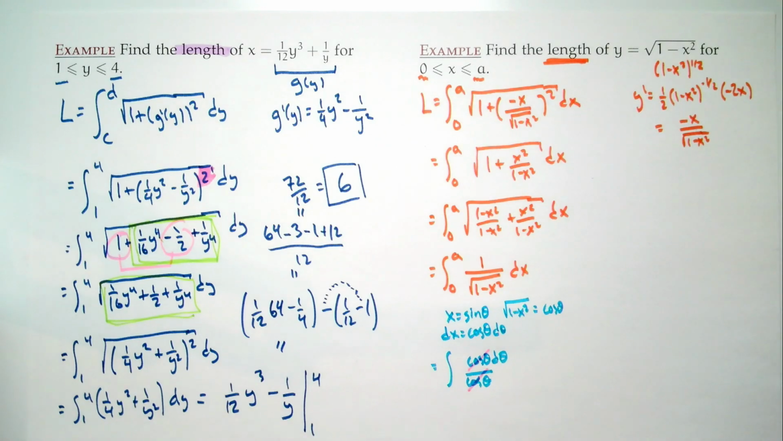What else do we need to do, though? Get our bounds. All right. So suppose we know that x equals 0. So we put in x equals 0. For what angle of sine do we get 0 out? 0. So this becomes 0. Now, suppose x equals a. For what value of theta do we get that a equals sine of theta?